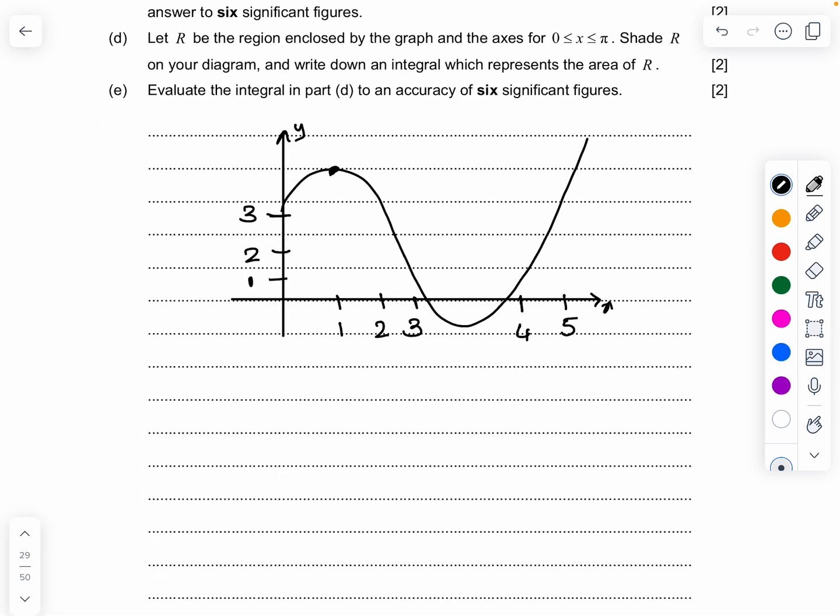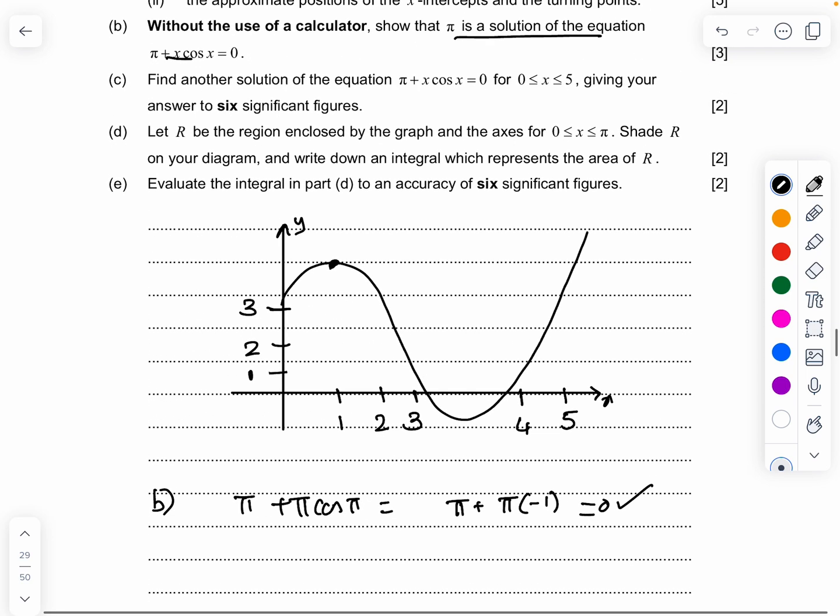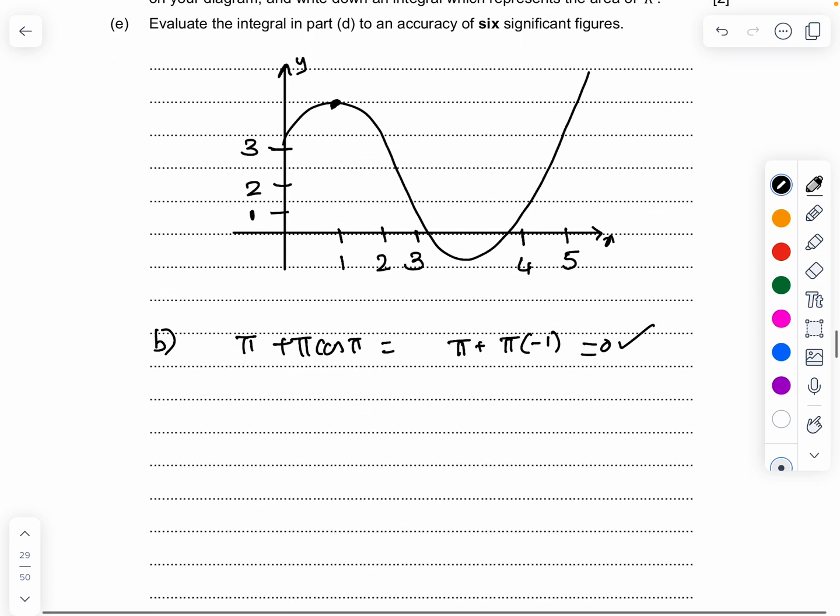Now, without the use of the calculator, show that pi is the solution for this one. So for that, what am I going to use? For part B, substitute pi plus pi cos pi, which is pi plus pi times -1, which is going to be 0. So therefore, it is a solution. Now for part C, find another solution for this, giving your answer in 6 significant figures.